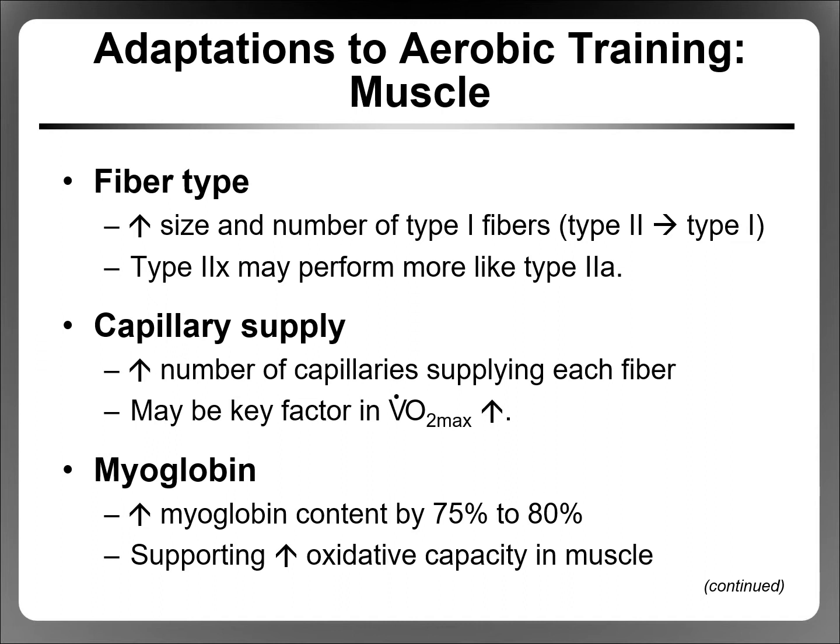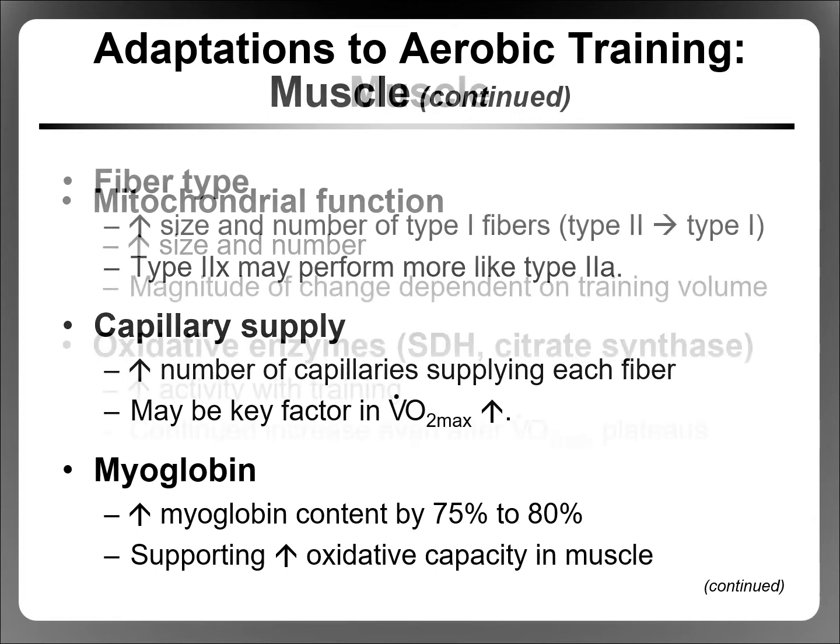We will also increase the number of capillaries, as we previously discussed with the cardiovascular section, and this may actually be the key factor to increasing our VO2 max. Myoglobin within the muscles, so you know we have hemoglobin going through the bloodstream. Myoglobin is what offloads the oxygen and carries it around the muscles. We're going to see a major increase in myoglobin content as high as 75 to 80%. Basically, this allows us to increase the oxidative capacity of the muscles.